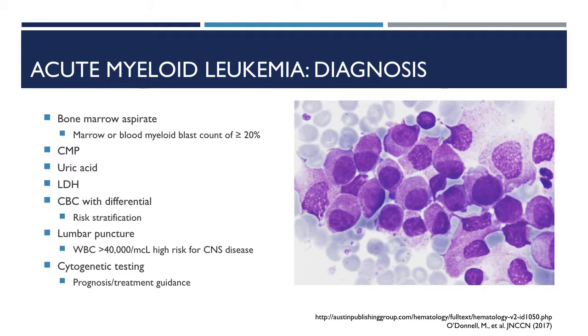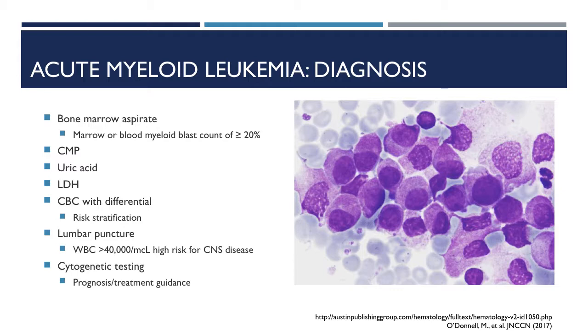LDH is used as a tumor marker for tumor burden, and CBC with differential helps to risk stratify them. For example, a white blood cell count greater than 40,000 is associated with higher risks of CNS disease, and you can get a lumbar puncture to confirm that. However, it is important that these patients have symptoms of CNS disease prior to the lumbar puncture, otherwise you could risk introducing cancer cells into their CNS.